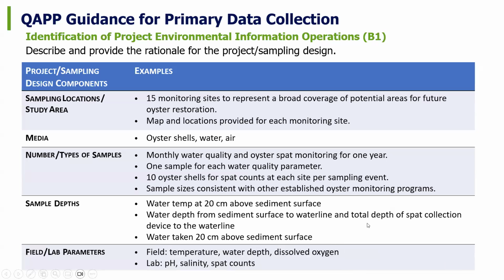And then also, if you're doing any field and lab parameters, specifying which of your parameters you're taking in the field and which ones are going to be done in the lab. So for example, in the field, they're collecting temperature, water depth, dissolved oxygen. In the lab, they're doing pH and they're doing their spat counts in the lab.